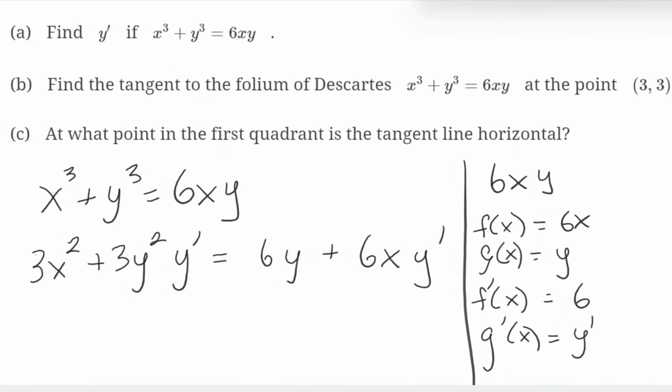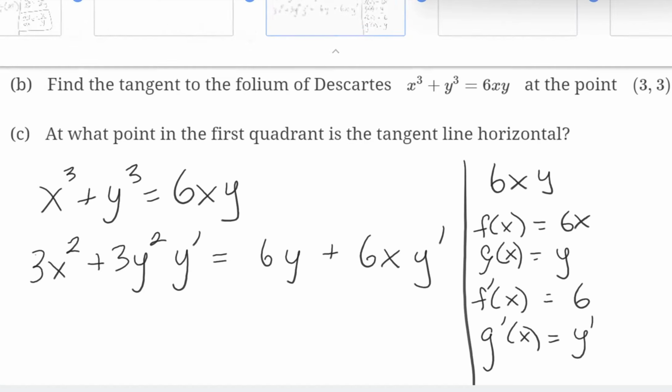All right, so that's where we get the result. The first one is the derivative of the first times the second, so that's where the 6y comes from. And then it's the derivative of the second times the first, so that's where the 6x y prime comes from. Okay? All right. Now, I need to isolate my y prime.